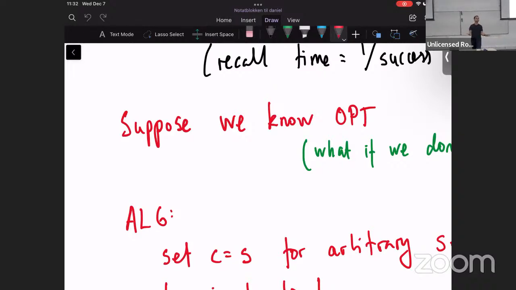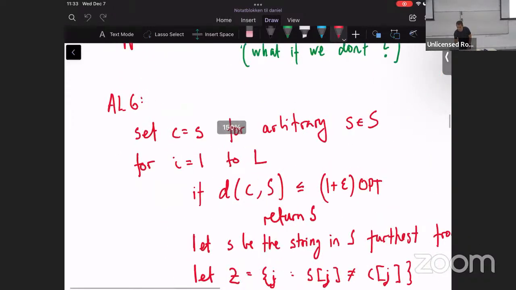Okay, what do you do if you don't know it? Yeah, so you just repeat the algorithm for each possible value of opt. 1, 2, 3, 4, 5, 6, and so on. And then for one of the values, the algorithm is going to give you the correct string, right? For one of the values, your assumption applies. And for that one, you're going to get a reasonable string. Okay, so we assume that you know the value of opt.